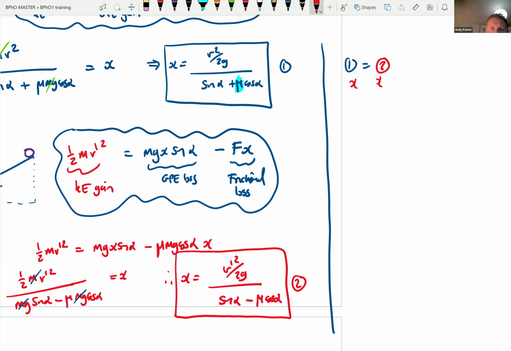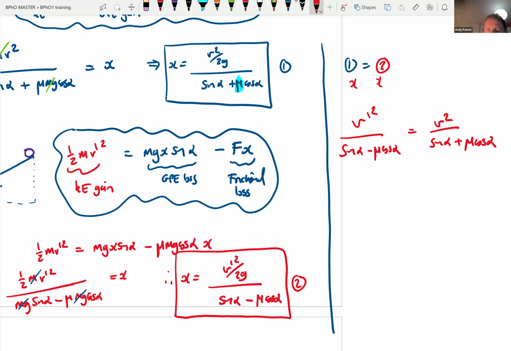So what we've got, and the two g's will cancel, is v dash squared on sine alpha minus mu cos alpha equals v squared on sine alpha plus mu cos alpha. Now that's looking much more promising because we've got an expression involving alpha, mu, and the ratio of our velocities, which we know is 2. So what's the most sensible way of doing this? I think we want to rearrange that, don't we? So let's put that all in an expression.